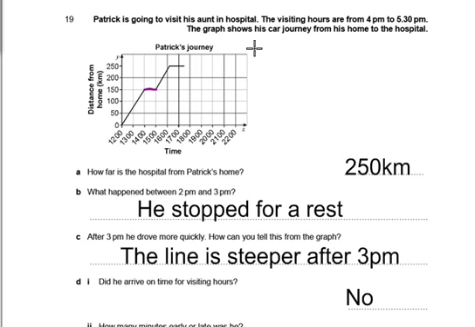Now, if he's going to travel 100 kilometers per hour, he has to travel 250 kilometers altogether. So I know that 100 kilometers will take 1 hour, 200 kilometers will take 2 hours, then another 50 kilometers should take half an hour. So it's going to take 2.5 hours for him to get home.